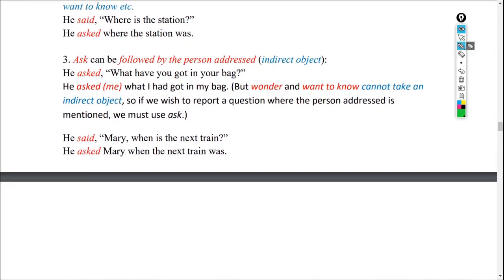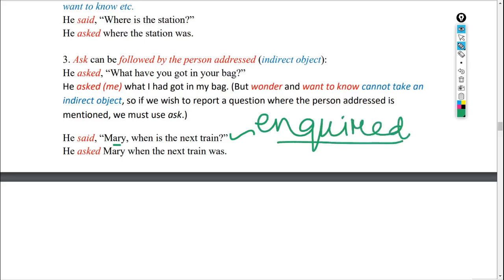Let us see this part. This type of sentence is important as far as the examination is concerned. He said, Mary, when is the next train? Here also it is an inquiry. You can write inquire, and the past tense of inquire will be inquired. In place of said, you can write inquired in the indirect narration. But the general term you can write is ask also. Other things will remain the same.